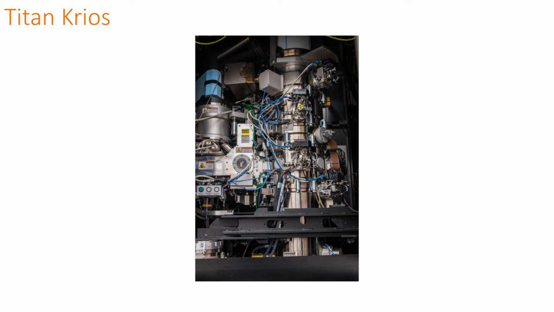On the left-hand side is an autoloader. It is also equipped on our Talos Arctica. This allows us to load 12 grids at a time and then keep them at liquid nitrogen temperatures and exchange them into the column. So both systems effectively are able to run 24/7 with an occasional loading cycle to load on new grids and unload the older grids.